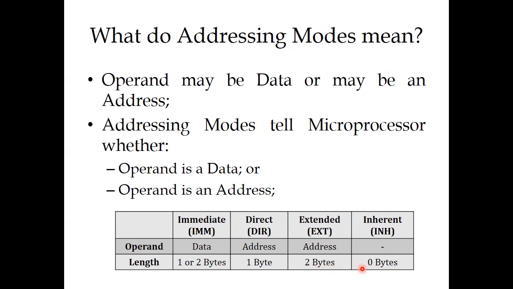So now let's look at a little bit more. At this point, this is what we know. If the instruction is immediate, there's data. If not immediate, meaning direct or extended, it's an address. And in case of inherent, we don't have an operand, so I left it blank.